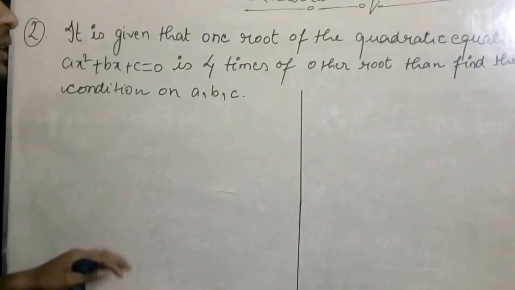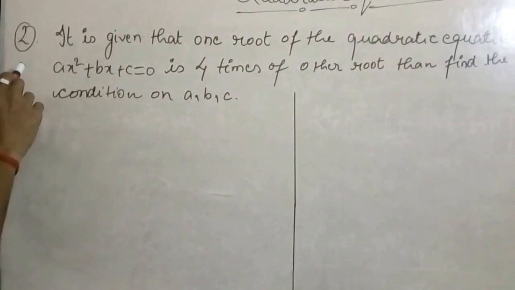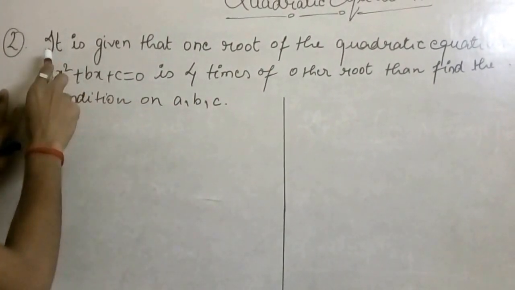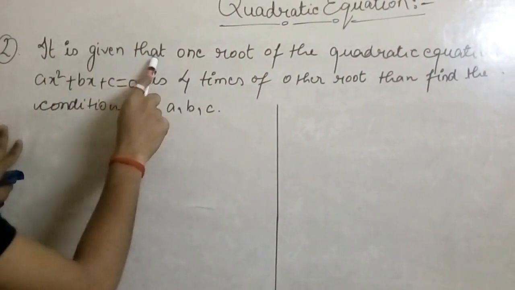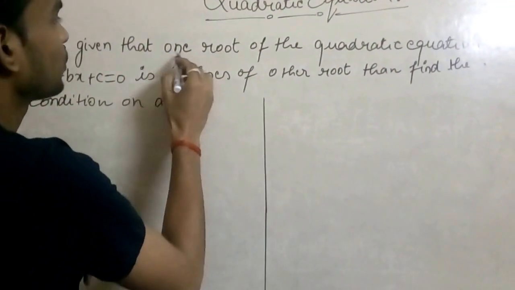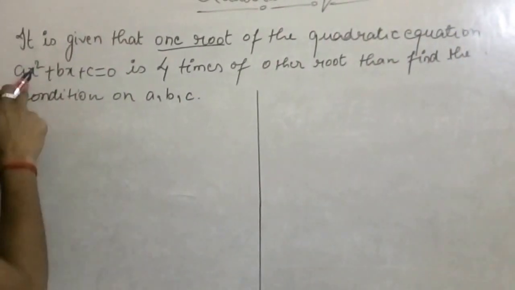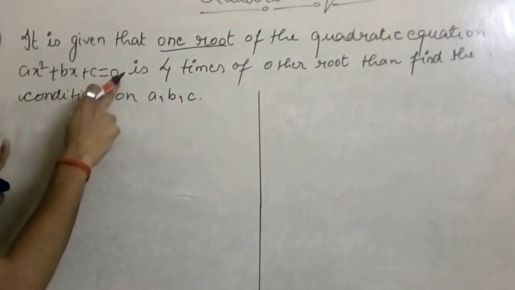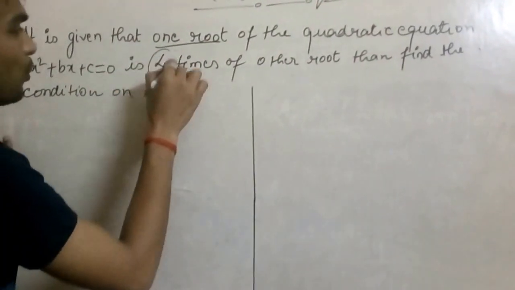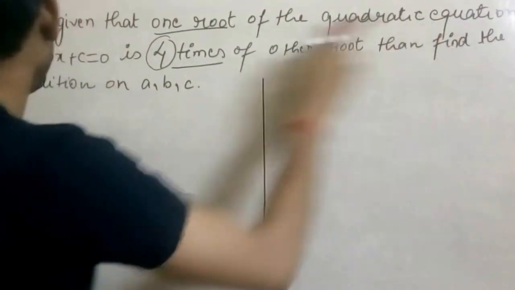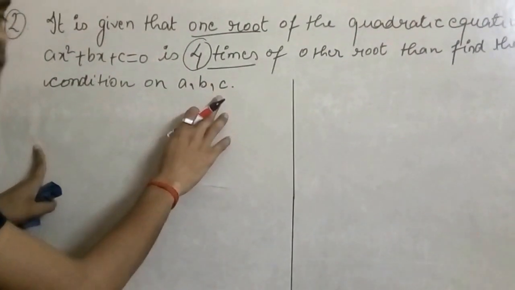Fine. Okay. Then after the first problem, this is the second problem. So read the problem. Given that one root of the quadratic equation ax square plus bx plus c equal to 0 is 4 times the other root, then find the condition on a, b, c.